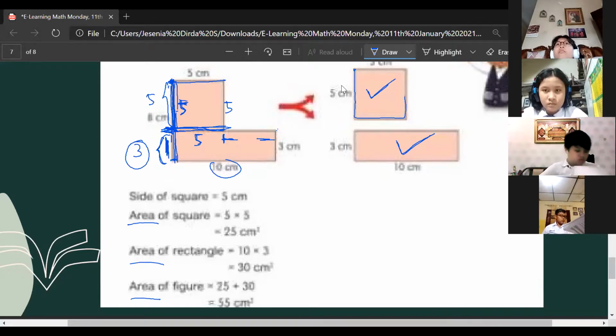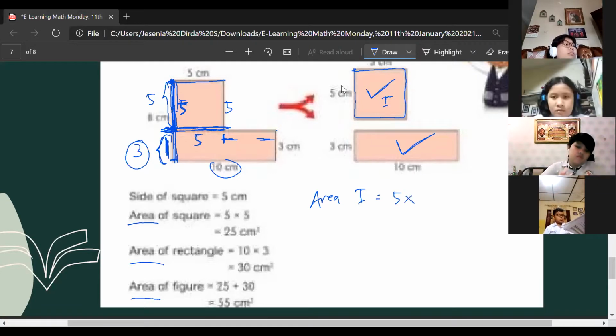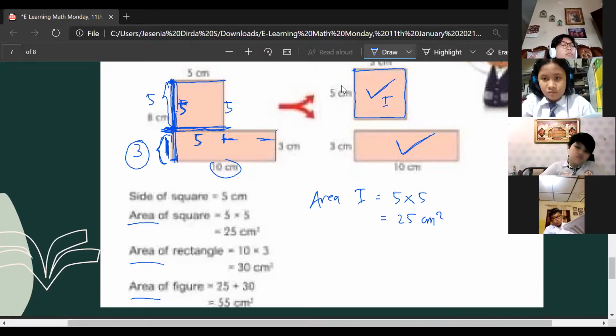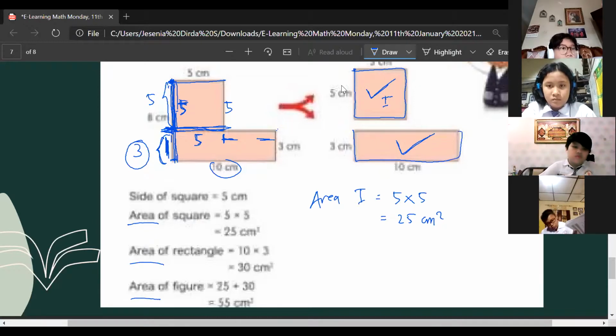Area of this square. Ini area of the square berapa? 25 centimeters. Yeah, because it is the square, so we just multiply. We get 25 centimeter square. Area yang kedua ini? 5 times 5. The second area? What is the formula?